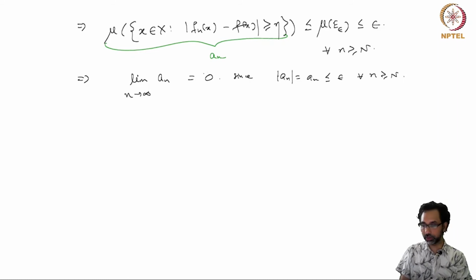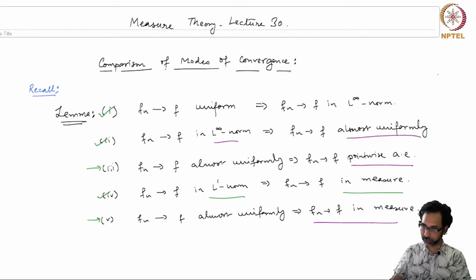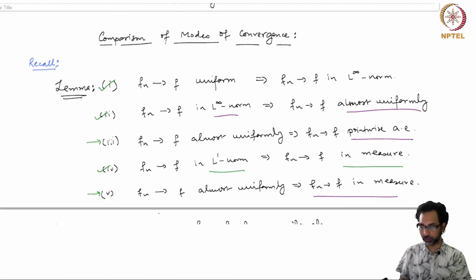So here in the sequence a_n, this eta is fixed, and so we have proved that fn converges to f in measure. So this completes our proof for the easy implications, 1 to 5, for all these implications.